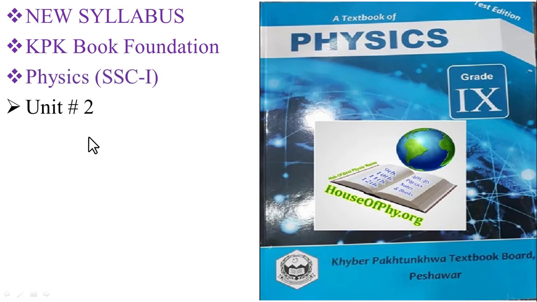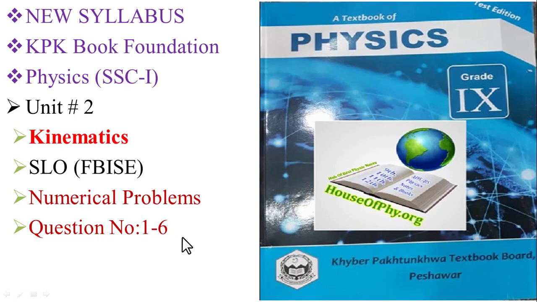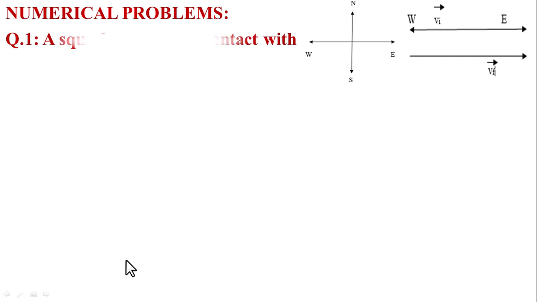Unit number 2, Kinematics. What is meant by kinematics? The motion of an object without any cause is called kinematics. Now we will discuss SLO based numerical problems according to FBISE requirements, questions number 1 to 6 in part 1. Now start our lesson, numerical problem question number 1.